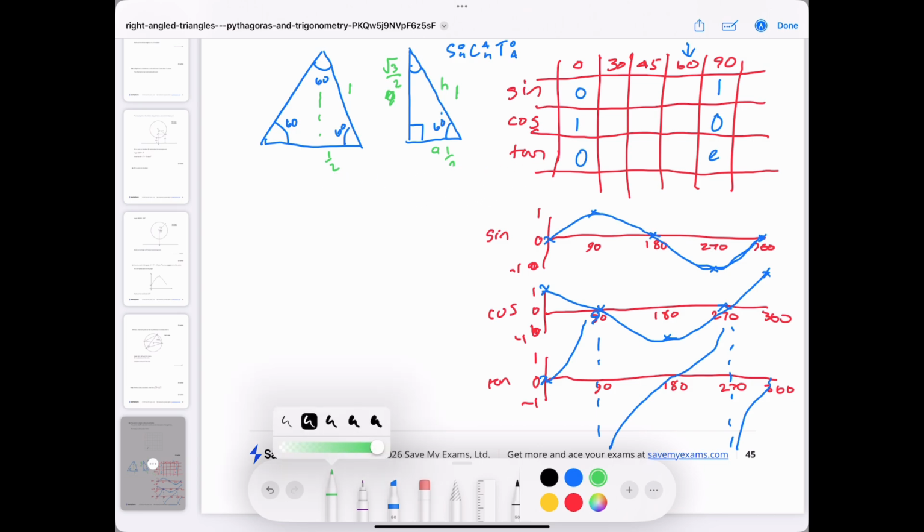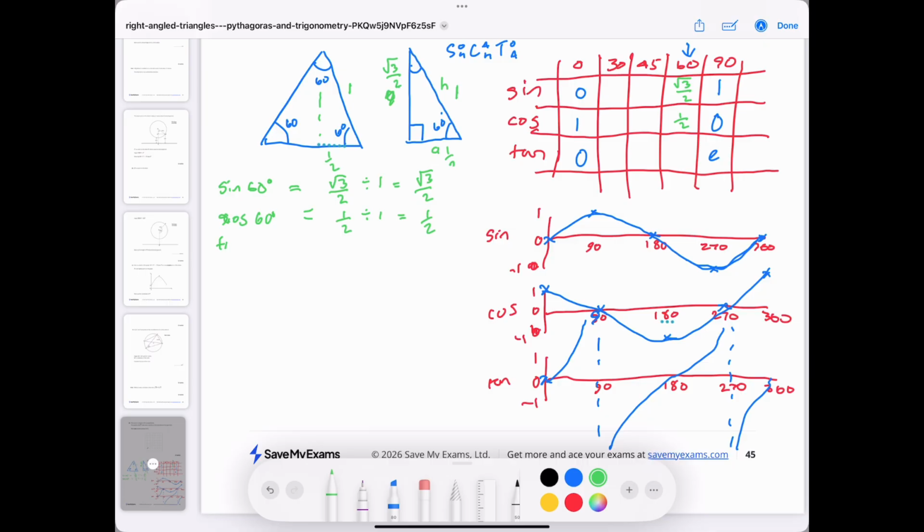Right, let us now decide what sine is. So sine of 60 equals opposite over hypotenuse, so that's root 3 over 2, and I'm going to say divided by 1, and I think divided by 1 is itself, so it's root 3 over 2. Cos of 60 would be adjacent, which is half, divided by 1, which is half. So that goes in there.